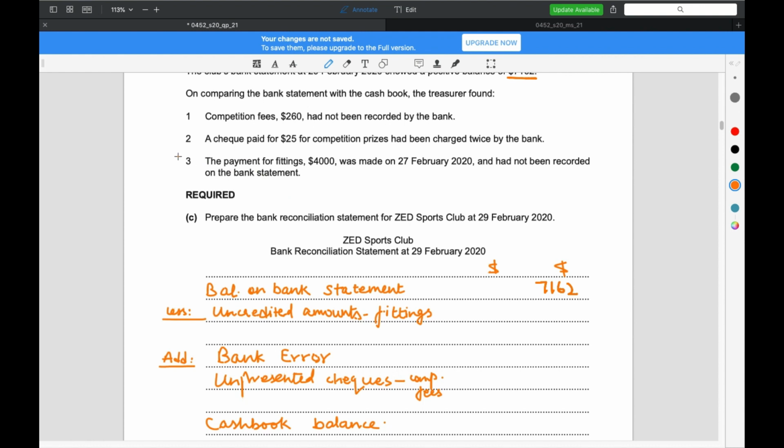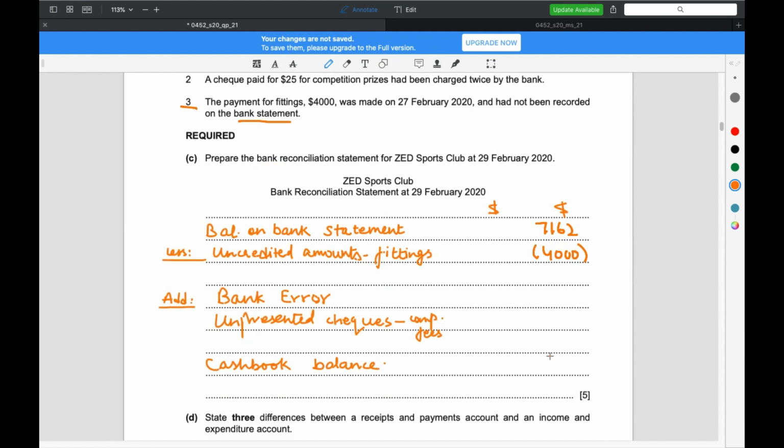So let's just start from the third point here. He says the payments for fittings, $4,000 was made on 27 February 2020 and had not been recorded on the bank statement, which means that this actually should have been deducted from our bank account. But it wasn't. So we're just going to deduct it here. Let's just decrease the bank account by $4,000 right here. I didn't need to put the brackets there, but all right.